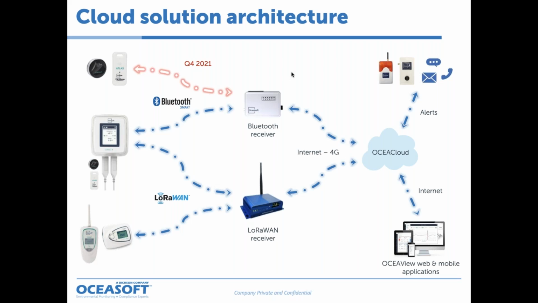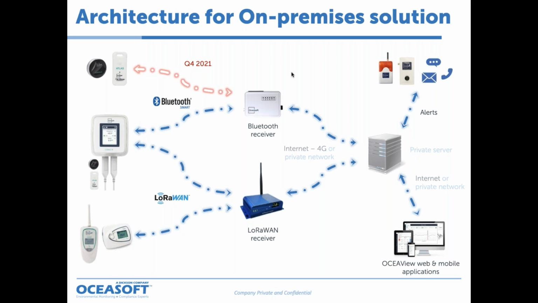So in comparison to that, the on-premises architecture: here the solution is installed entirely on your local server instead of being on the cloud. The solution is the same, except that the receivers and web application are located on your private network. This is an option that customers choose when they want to keep data inside their own secure infrastructure, while also controlling software updates and qualification.